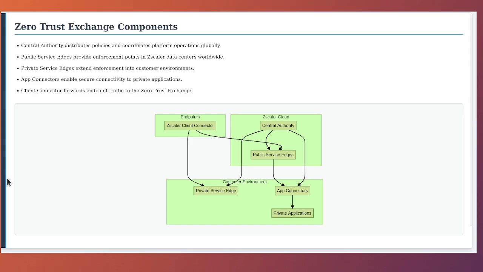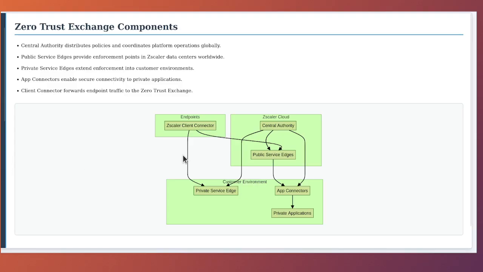The Zero Trust Exchange is composed of several key components that work together to deliver comprehensive security. Understanding these components is essential for architects and engineers who will design and implement Zscaler solutions. The central authority is the brain of the Zscaler platform. It is a globally distributed, highly redundant policy engine that stores configuration, distributes policies to secure service edges, and coordinates the overall operation of the platform.